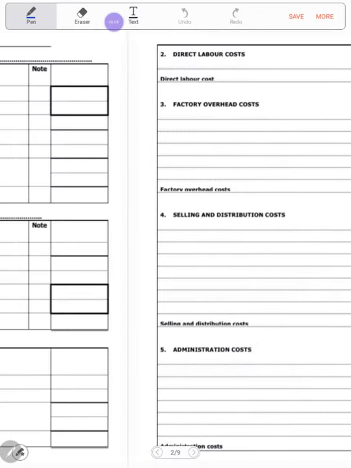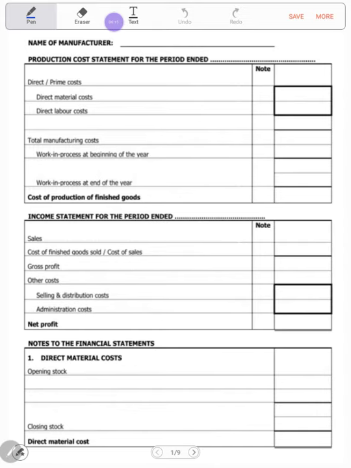All right, remember, as it is with all your financial statements, you always have to work out your notes to the financial statements to get your final figures. All right, so I'm having a look at direct material costs. What are direct material costs? Direct material costs are the actual things being used to make the product. It's the materials that go into the final product that are converted during the manufacturing process into what? A final product.